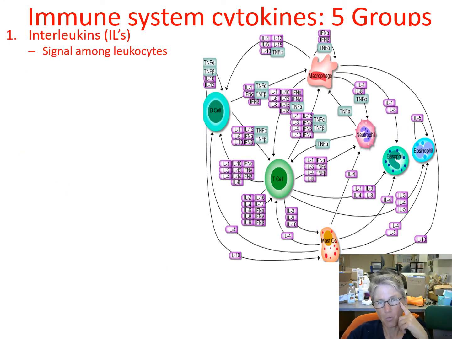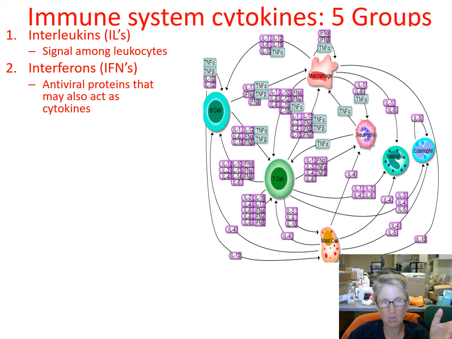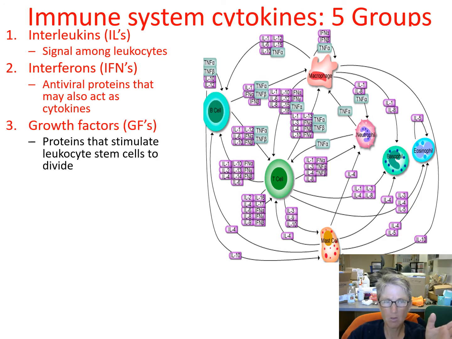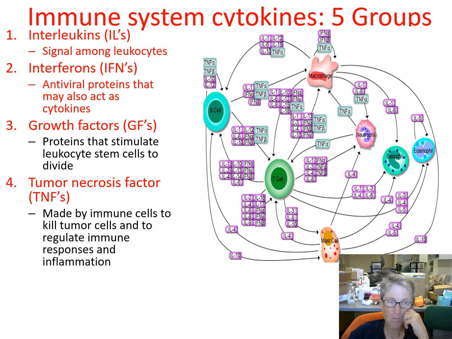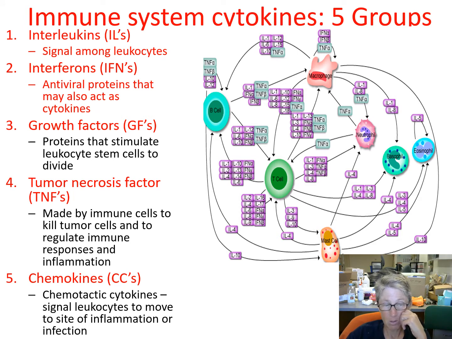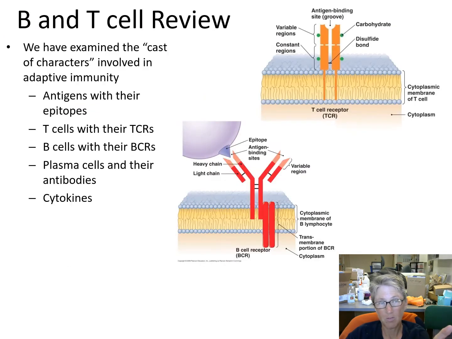So there's five groups of cytokines. There's the interleukins, there's the interferons, which are mostly antiviral proteins. There's growth factors, or GFs. They direct the stem cells in the red bone marrow to divide. TNFs are made by these immune cells. They kill tumor cells. That's how they were first discovered. And then chemokines, or chemotactic cytokines, that help cells move to the site of infection.